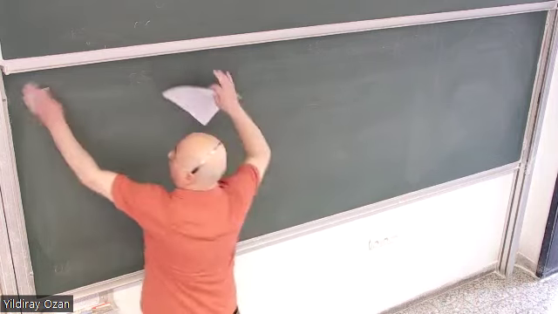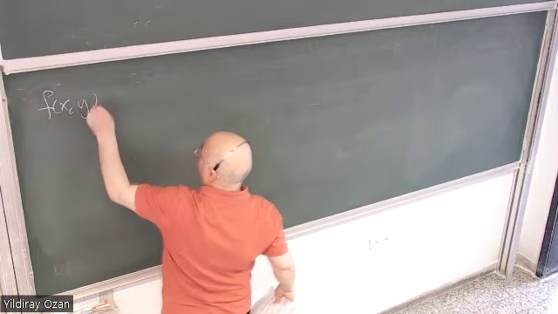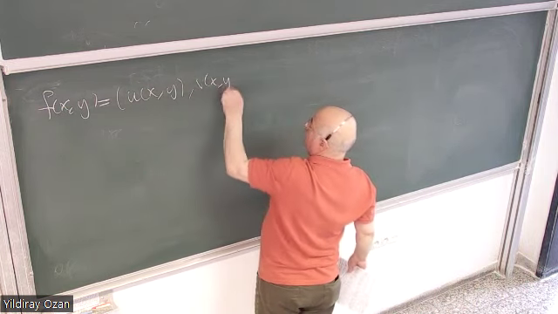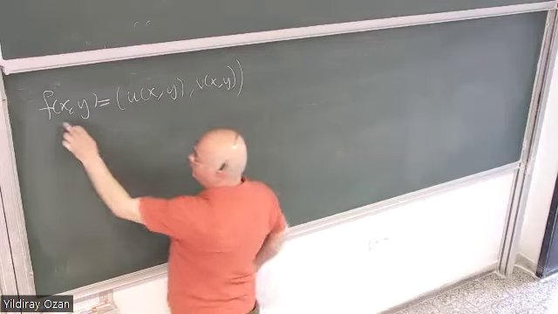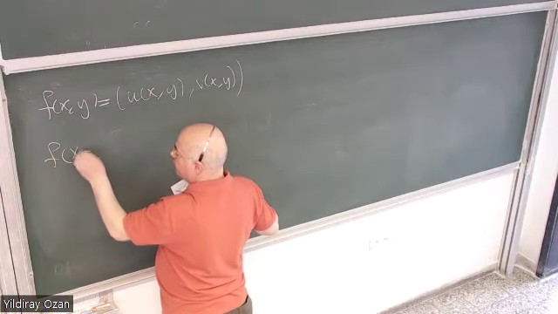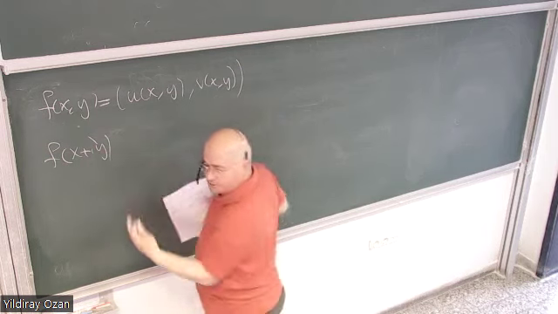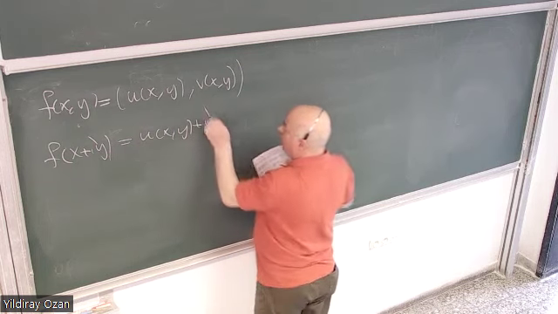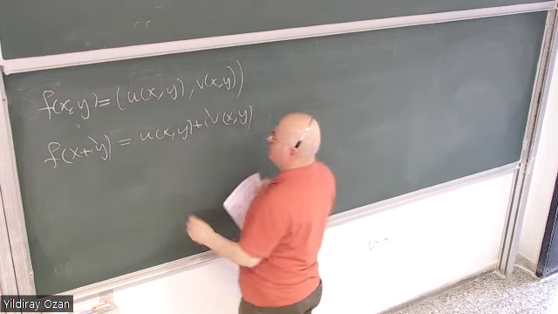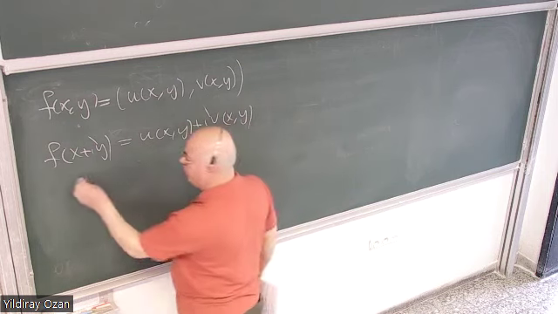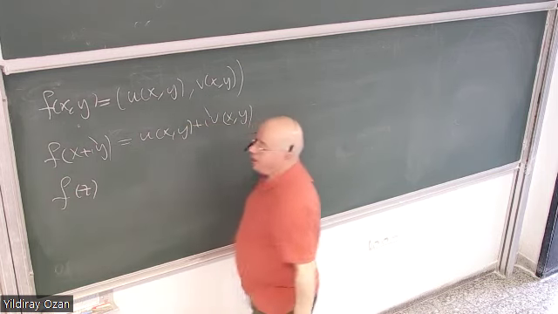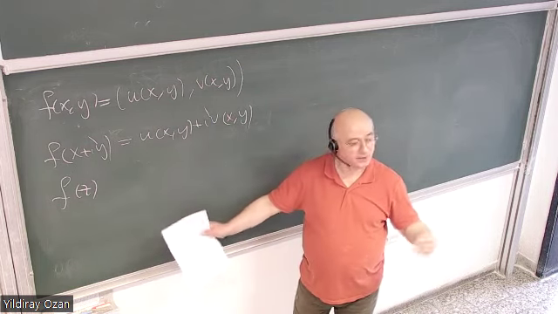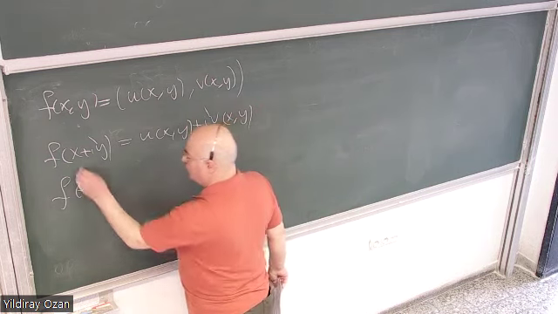You see, I have this function f(x,y) = u(x,y), v(x,y). I can write it like this. Instead of (x,y), let me just write x + iy. They are the same thing, just notation. This is u(x,y) + i v(x,y). Now it's a function of a complex variable, right? This is f of z.